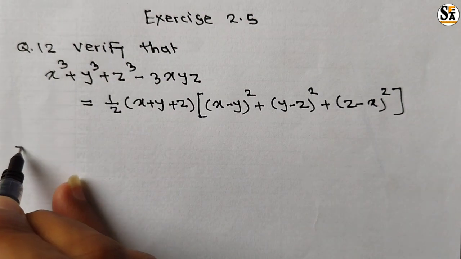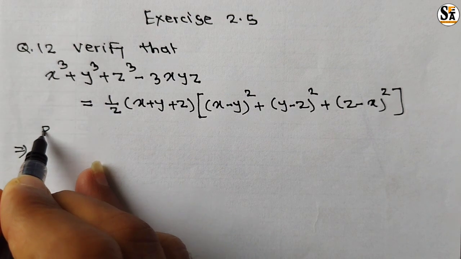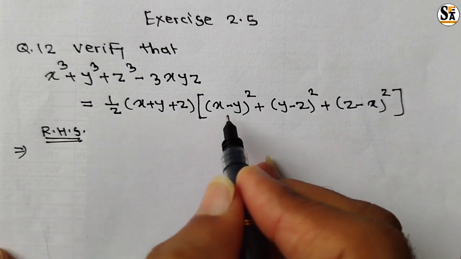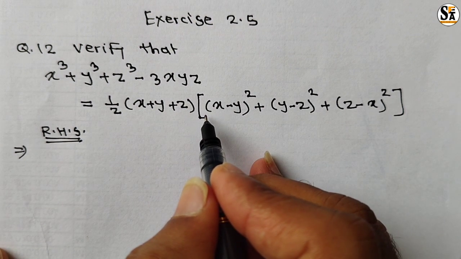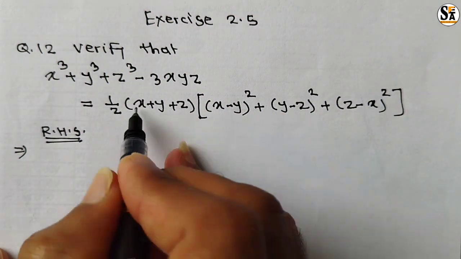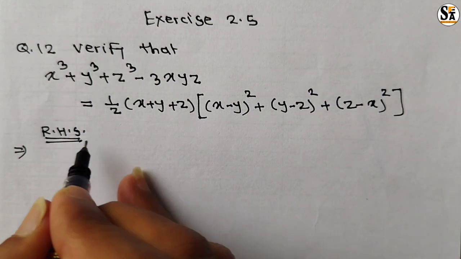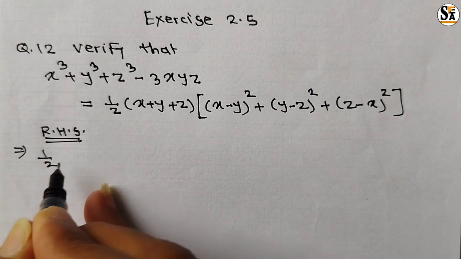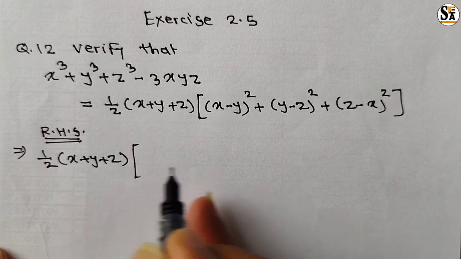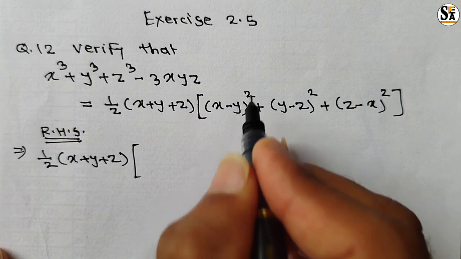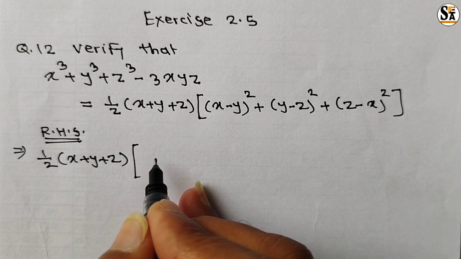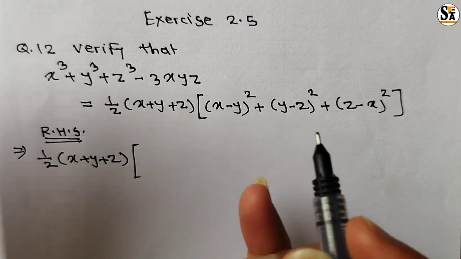So, start our solution. This right hand side we will solve. Initially we will solve this bracket, then multiply each term with x, y and z. So 1 upon 2 into bracket x plus y plus z, this bracket as it is, and in this bracket x minus y bracket square. We know the standard identity, we have to use the standard identity here. Which is the standard identity? Just see.